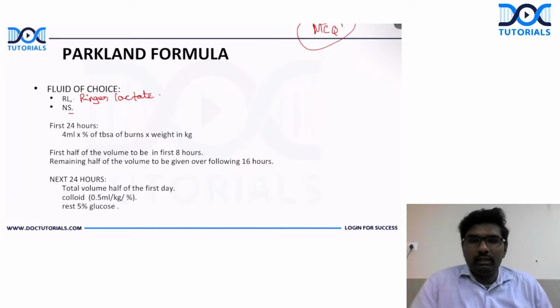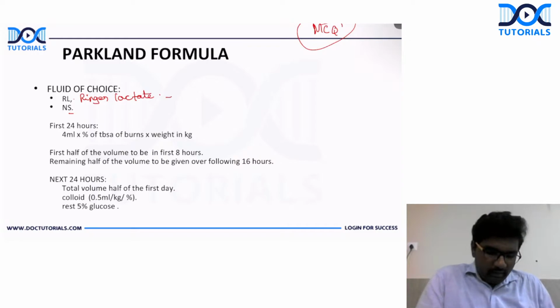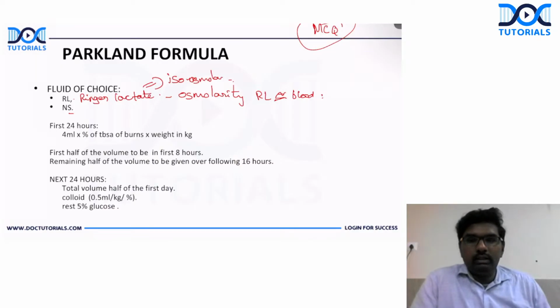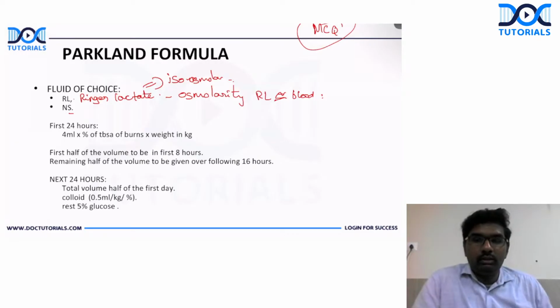That is normal saline, because the osmolarity of ringer lactate is more or less equal to the blood. That is, ringer lactate is isoosmolar. It is not hyper or hypo, it is iso. Hence, ringer lactate is preferred.